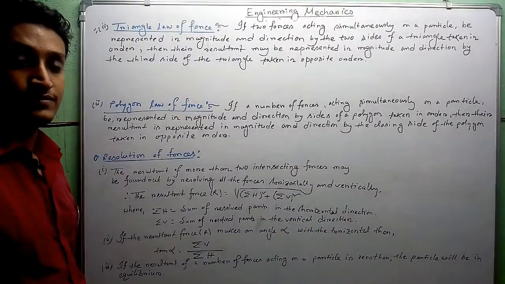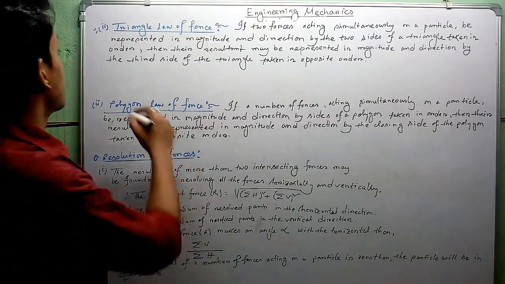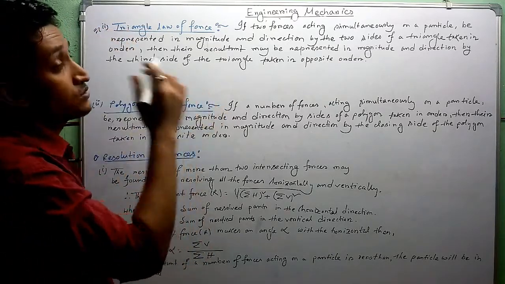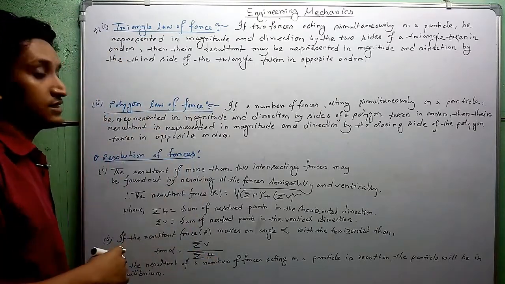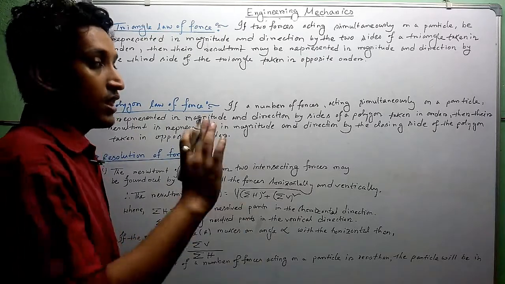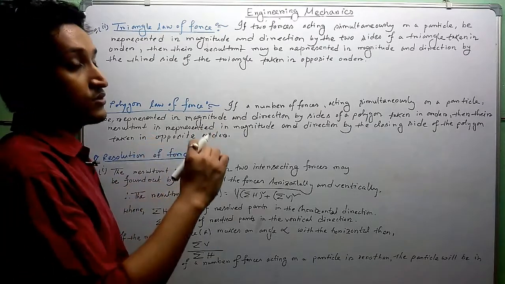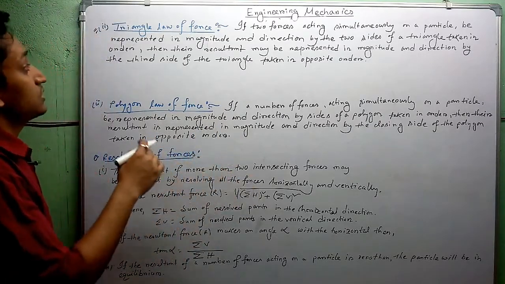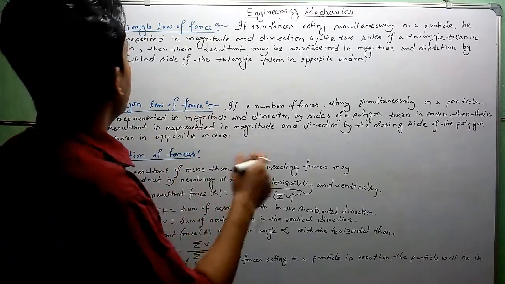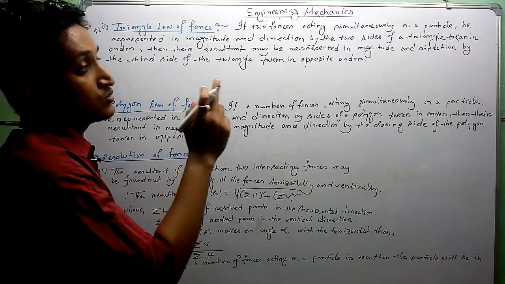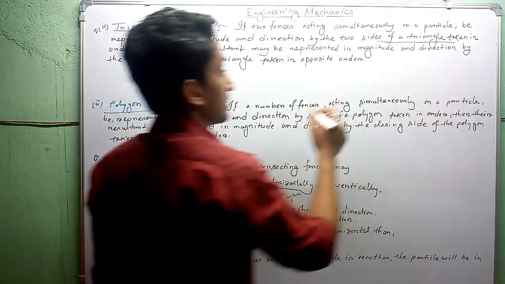Okay. So the second one is the triangle law of force. What is the definition of the triangle law of force? If two forces act simultaneously on a particle. So in the previous statement of the parallelogram law of forces, there are two forces acting simultaneously. Here also in the triangle law of forces, two forces act simultaneously on a particle, be represented in magnitude and direction by the two sides of a triangle taken in order.